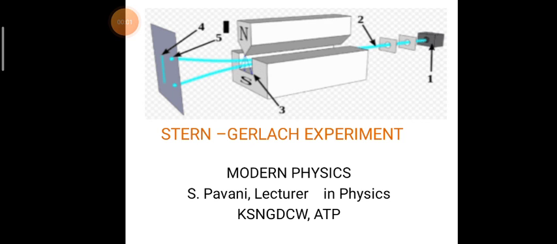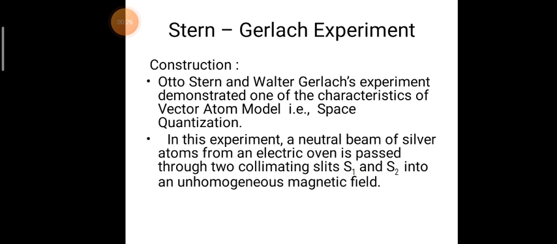Students, today's topic is the Stern-Gerlach experiment, which is a continuation of the vector atom model. This experiment is nothing but verification of the vector atom model. The two postulates given by the vector atom model, that is space quantization and electron spin, are experimentally verified in this experiment. This experiment was demonstrated by two scientists, namely Otto Stern and Walter Gerlach.